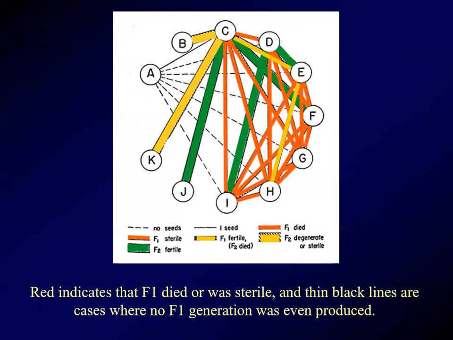So A is pretty clearly not at all interfertile with any of the populations it was tested with. All those red lines are populations where there was either no F1, either the F1 died or the F1 was sterile. And so you can see we've got everything from complete interfertility to complete intersterility. But aside from population A, which was isolated from everybody, it's not easy to see how to divide this up.